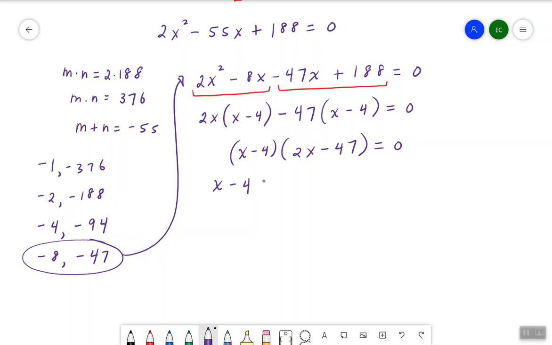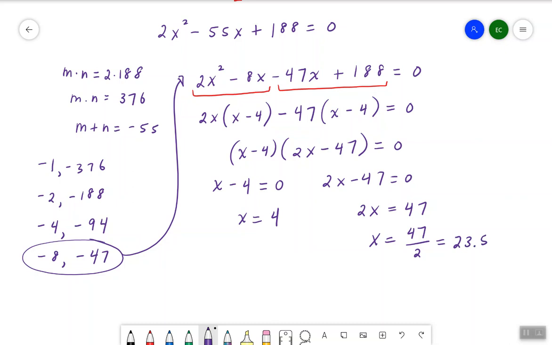And we can finish solving the equation. We can just set each factor equal to 0. And we have x is equal to 4. Or we have x is equal to 47 over 2, which is 23.5, or you could just write 23.5.